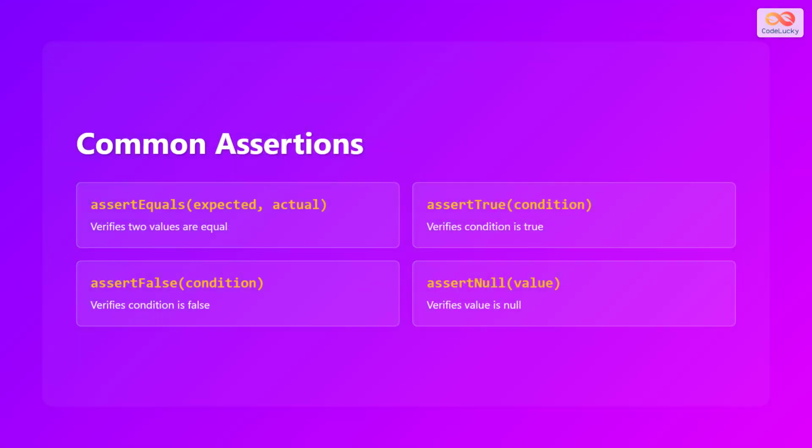Assertions are the heart of testing. They verify that your code produces the expected results. The assertEquals method compares an expected value with the actual value your code produces. The assertTrue method verifies that a given condition evaluates to true. The assertFalse method checks that a condition is false, and assertNull verifies that a value is null. These assertions give you the tools to validate all aspects of your code's behavior.